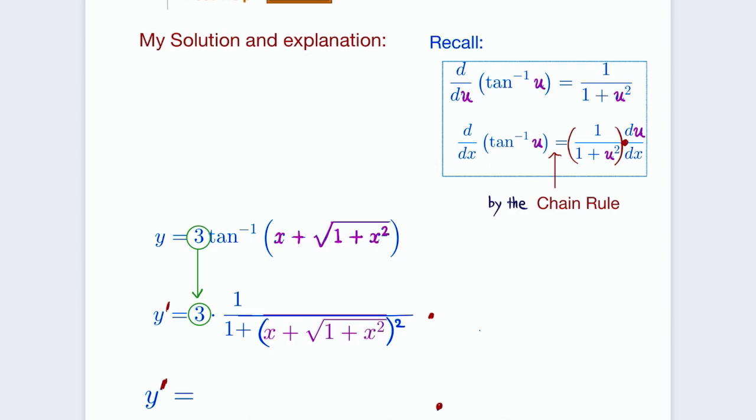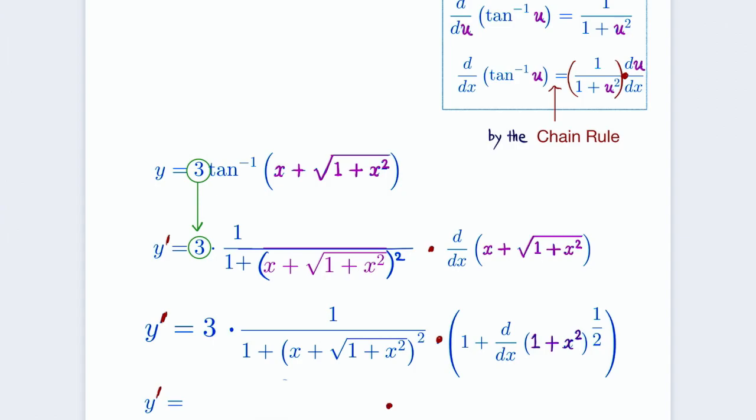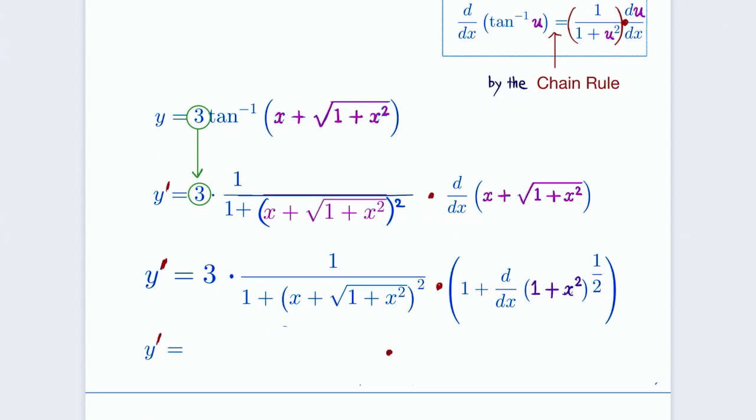And then by the chain rule, we have to multiply this by the derivative of this inner function. So times the derivative of this with respect to x. Now this part here, we can just carry that down. And now we're going to write the derivative for this. The derivative of x is 1. And the derivative of this, now let's first write this in the power form. So it's easier to see the derivative.